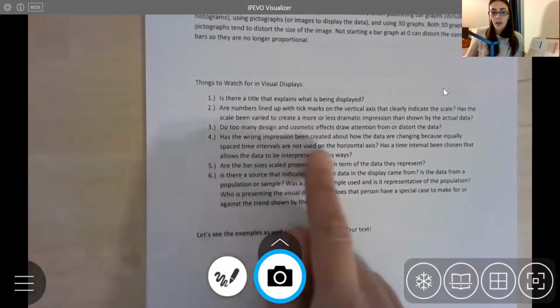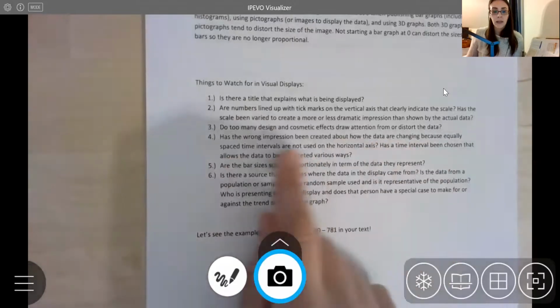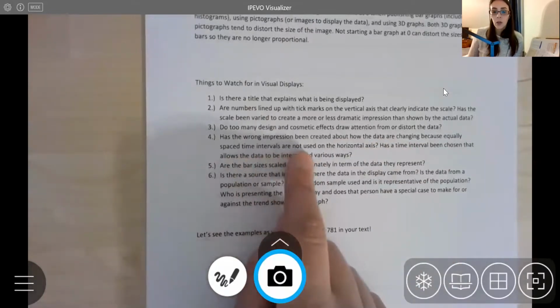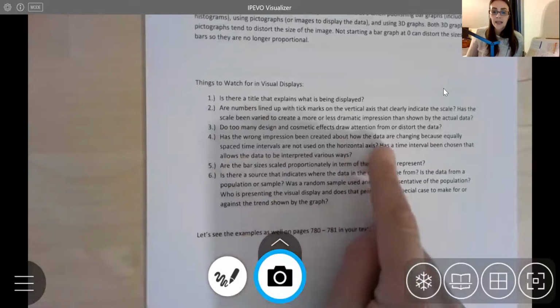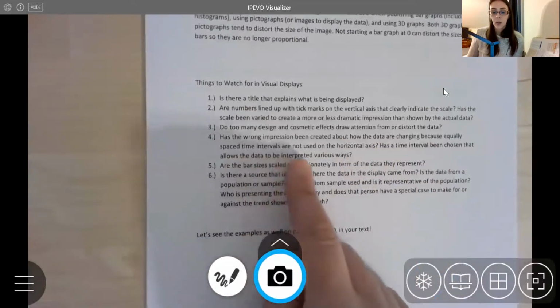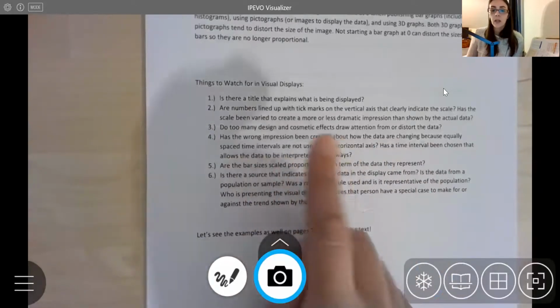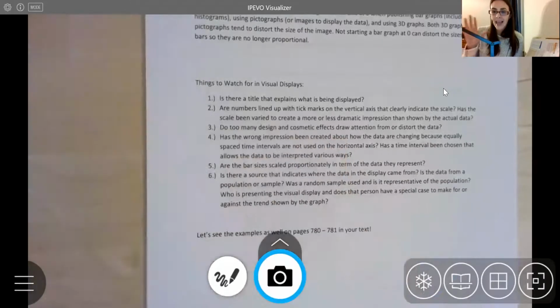Has the wrong impression been created about how the data are changing because equally spaced time intervals are not used on the horizontal axis? Has a time interval been chosen that allows the data to be interpreted various ways, right? So again, are we manipulating the axes so that the reader thinks something's happening when really it's not as big of a deal as they're making it look?